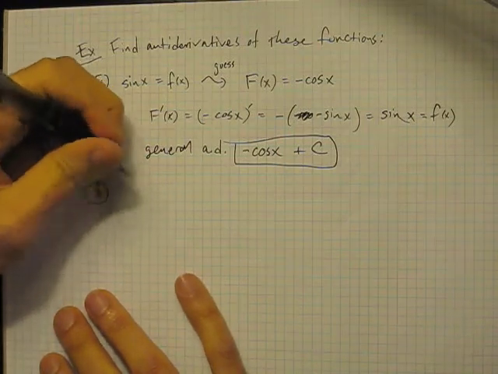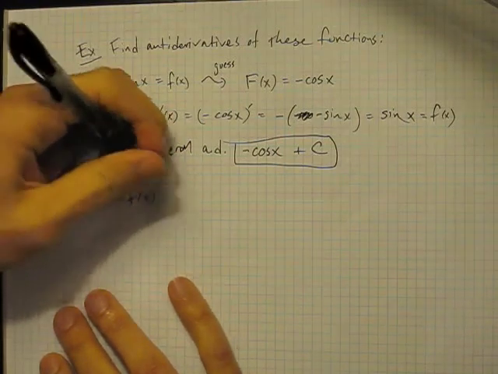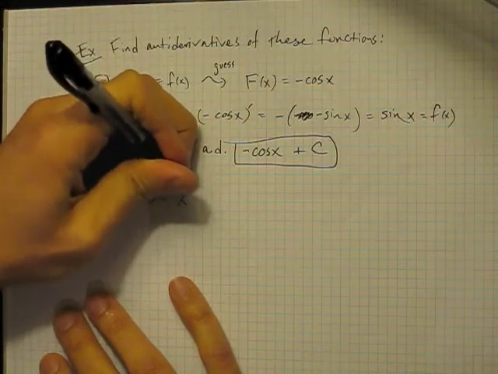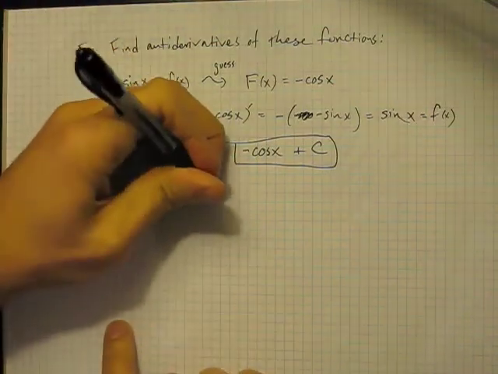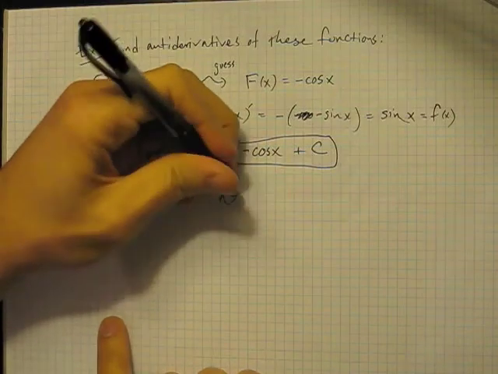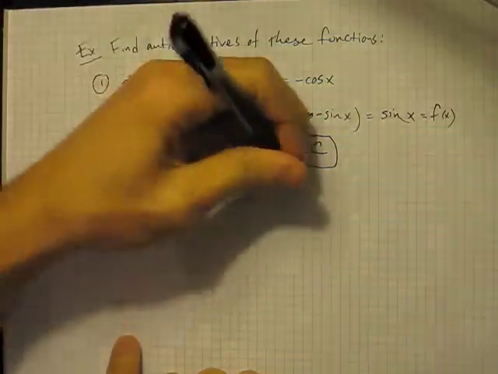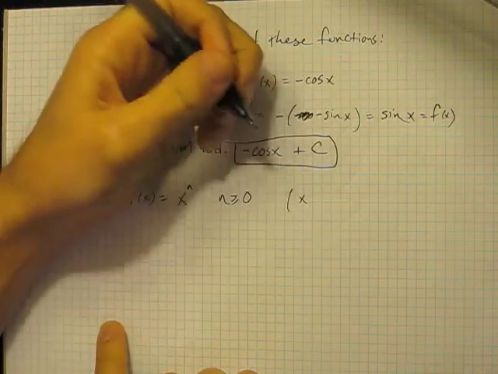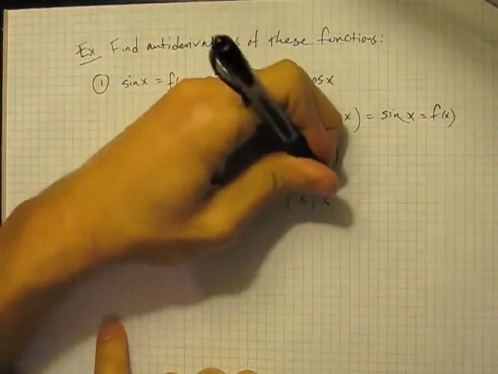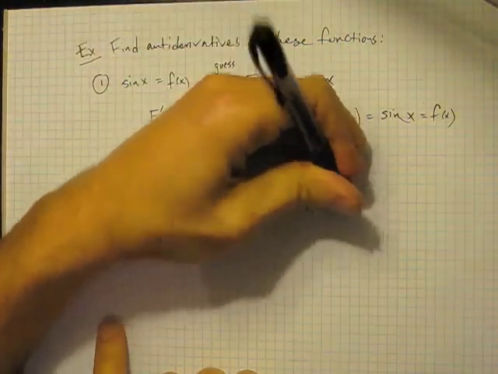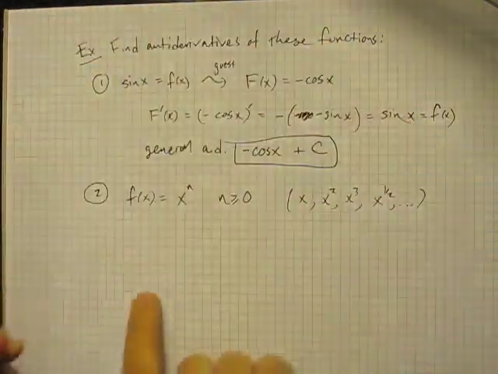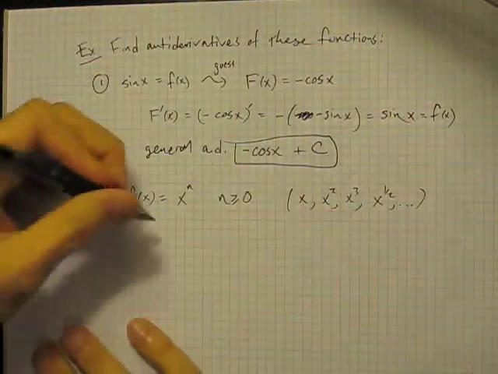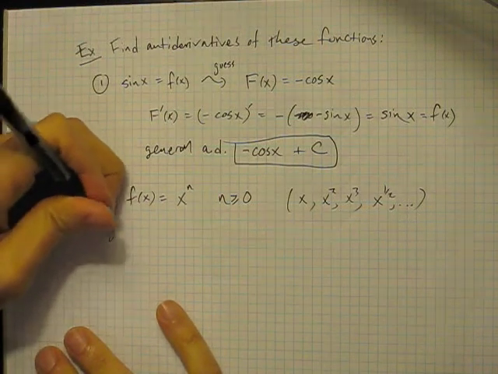Let's try another example. So how about if we take x to be any power? Let's make this n bigger than or equal to 0. So examples of this would be x itself, x squared, x cubed, x to the 1/2, and so on. So n could be any positive number. So we guess.